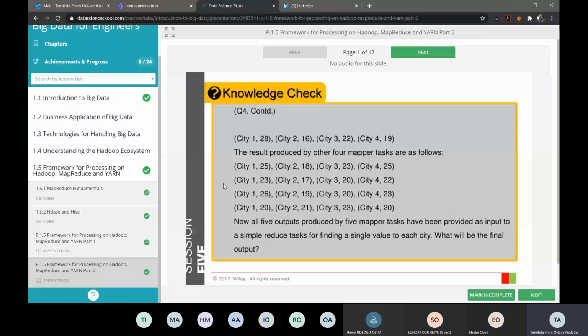It will sum up everything to aggregate everything together, then give you the sum of all the values for that key as the final value for the key. So city 1 should be having a value of, let's say, 28 plus 25 plus 23 plus 26 plus 20. That will be the summed up value that the reduce function will produce for you. City 2, the same thing also. So Richard, do you get it now? Do you understand what we mean by key value pairs? Yes, it's clearer now. Thanks so much for the explanation.